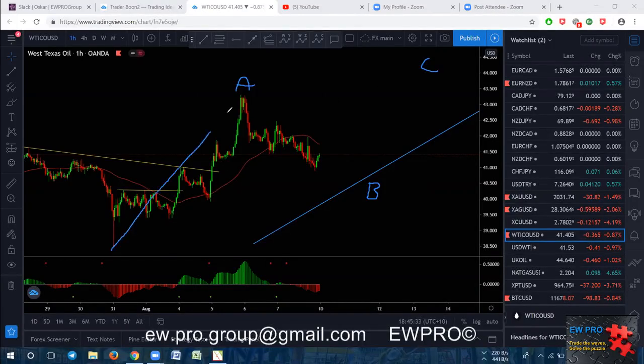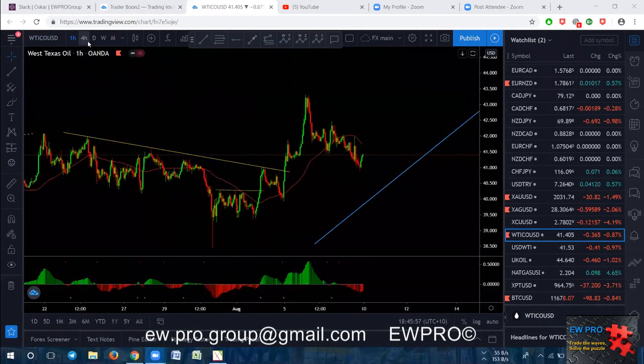So you get an A, but then we got an A, B, C in here for a little running or expanding flat in the B wave. So we get an A, B, C in the B wave, and then we get that larger C up. Look for that larger C up. I think there's a lot of upside in this. I mean, WTI is at the low.